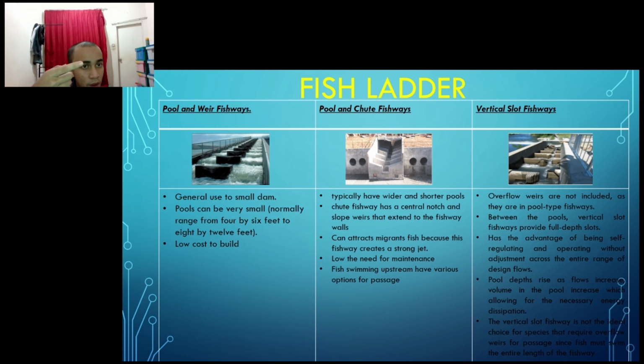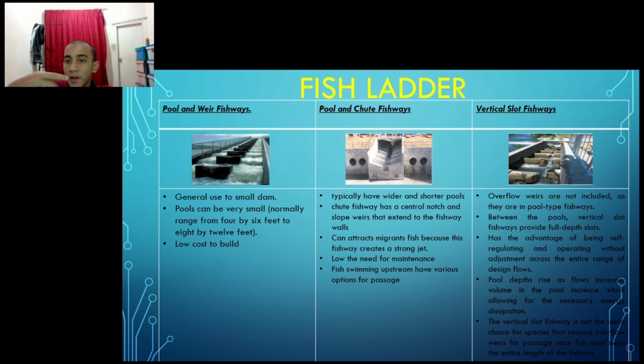Firstly, the pool and weir fishway. It is generally used for small dams, and it requires low cost to build. The second one is the pool and chute fishway, which has a wider and shorter pool. This fish ladder has a center notch and a slope that extends to the fishway wall. It can attract migrant fish because it creates a strong jet. Fish have the option to use the central notch or use a hole there.